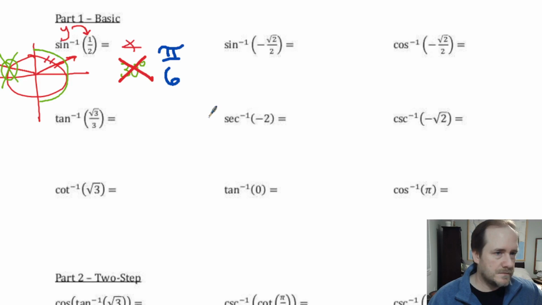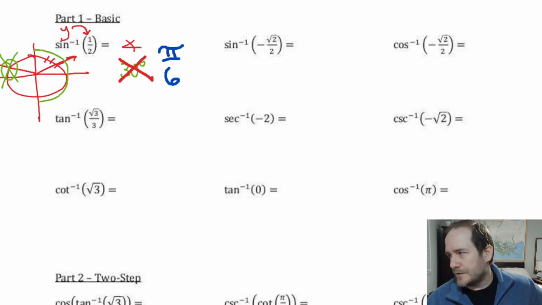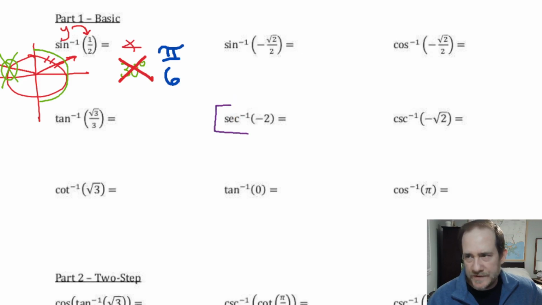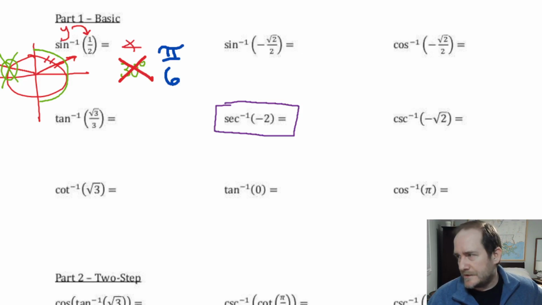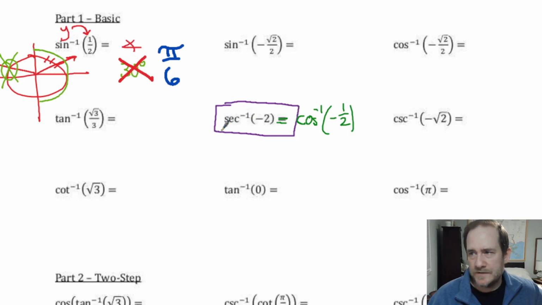Got it? Okay. Let's try a reciprocal function down here, the inverse secant of negative 2. As I explained in class, you don't actually evaluate this as secant. You just say, I know that the inverse secant of negative 2 is going to be equal to whatever the inverse cosine of negative 1/2 is. Since secant and cosine are reciprocal functions, they take on the same value at inputs that are reciprocals. So you just take the reciprocal of negative 2 and you evaluate this.